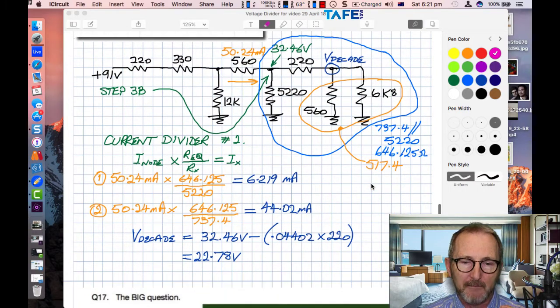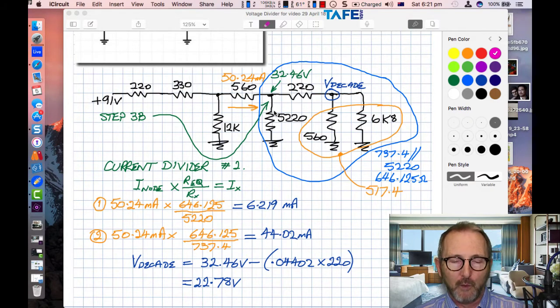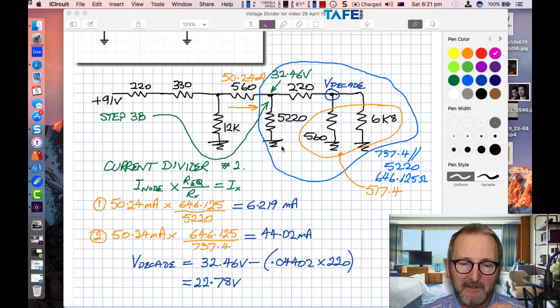All right, current divider number 2. 32.46 because it's going to be before that 220 ohm that we just talked about. So I've got that net 5220 there. I've got to use the current which is flowing into that node, 50.24 milliamps. And then I've got to multiply it by the REQ at that point there, which was 646.125. Divided by 5220, 6.219 milliamps going down through him and 44 milliamps going the other way.